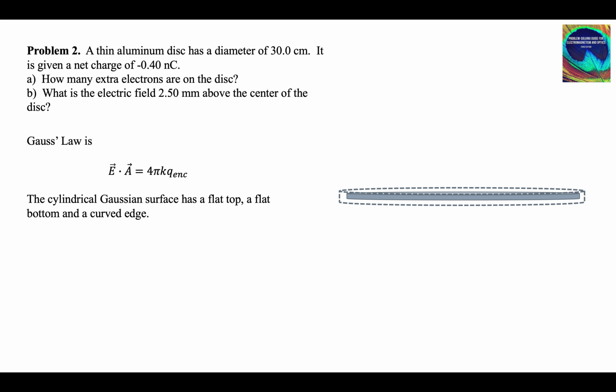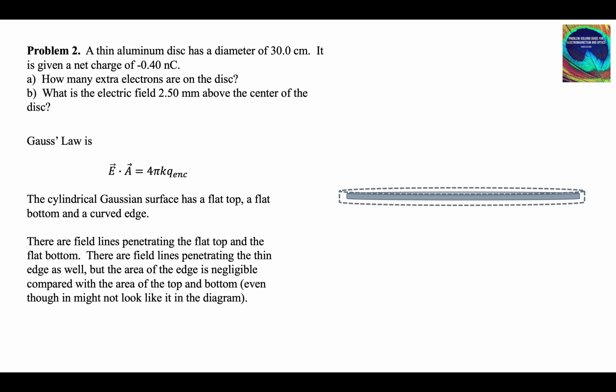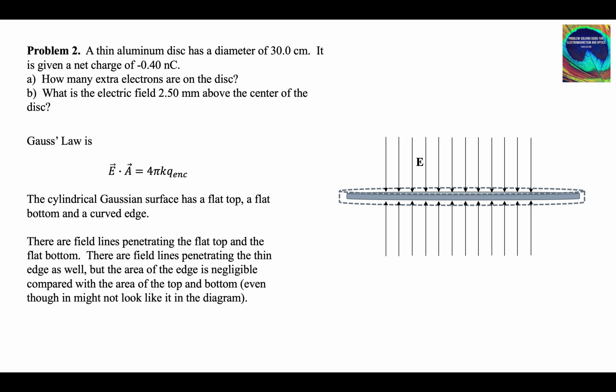This cylindrical surface has a flat top, a flat bottom, and a curved edge, same as the other cylinder in problem number 1, except a lot flatter. And this time, the field lines are going through the flat surfaces. Both the top and bottom have field lines going through them, like that. The field lines are coming in because the charge on the plate is negative. I should draw them all the way out here, but they start to curve away when you get near the edge.